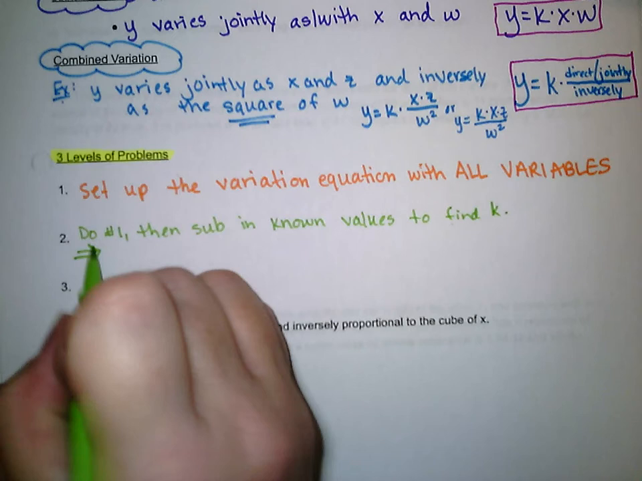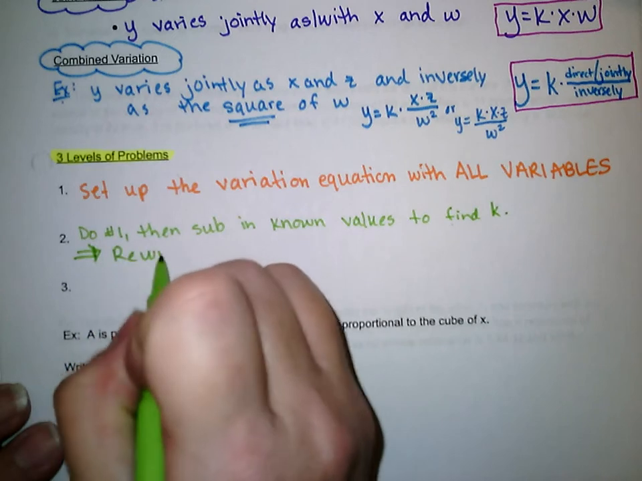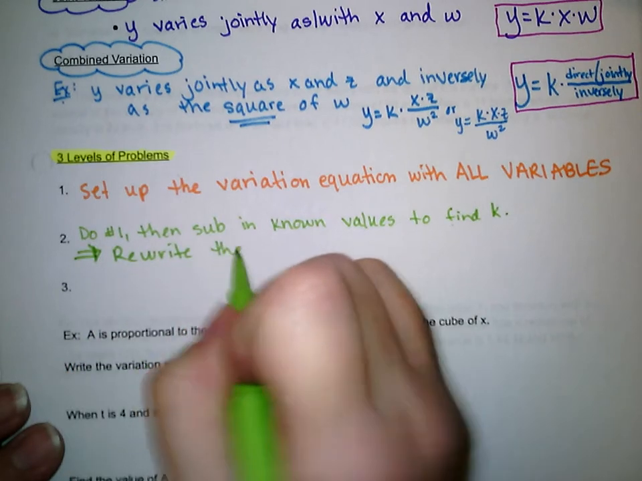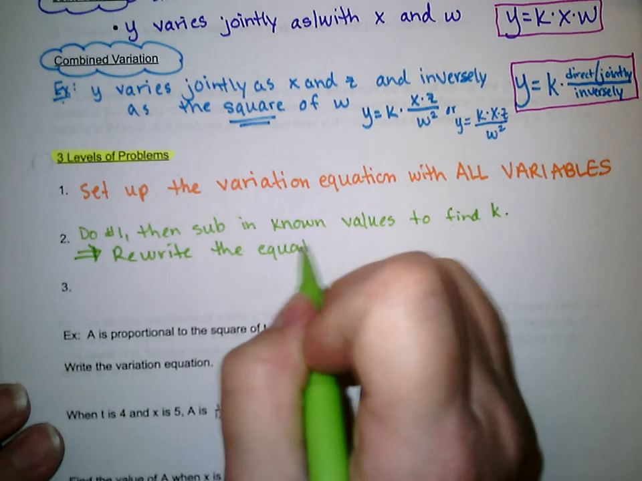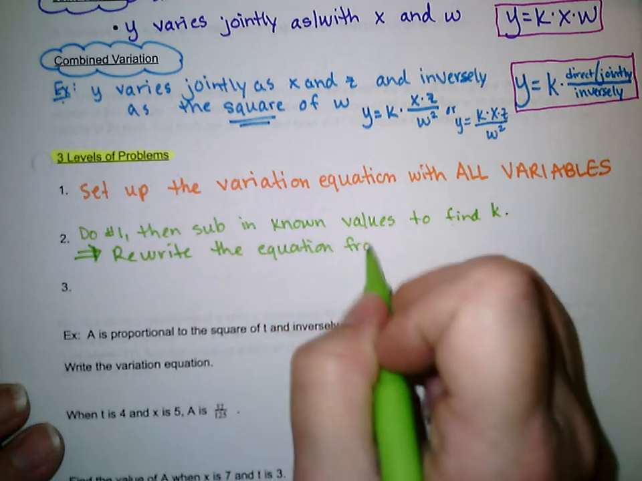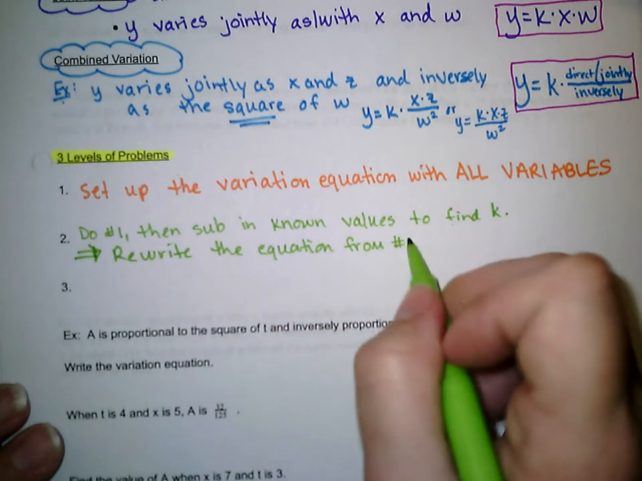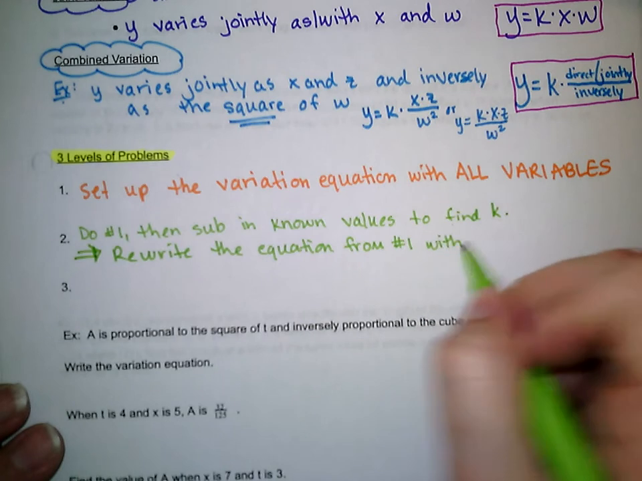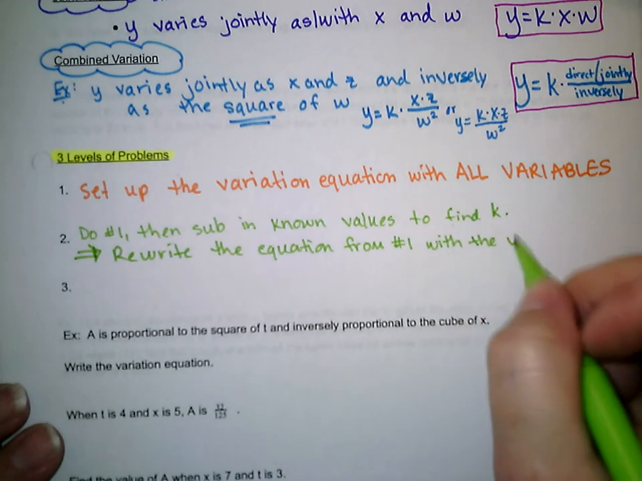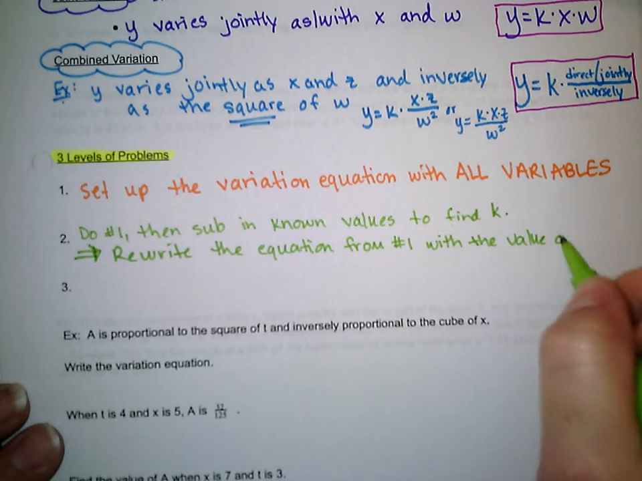Then we rewrite the equation from step number 1 with the value of k. No other numbers, just plug k back in there.